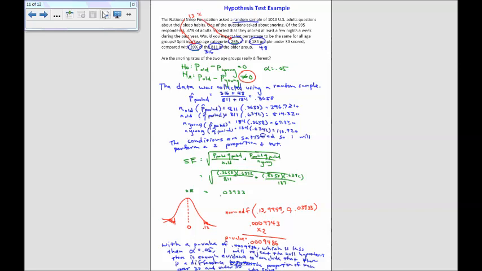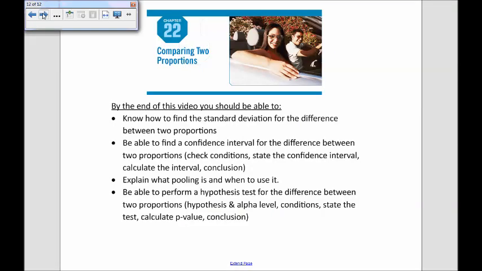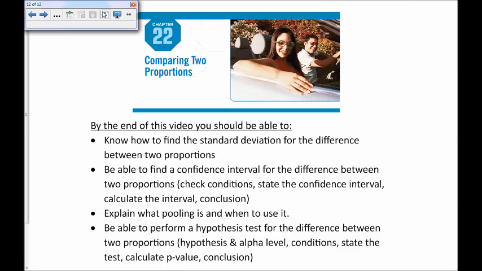Okay, and that is the hypothesis test. I first stated my hypothesis and alpha level. I checked my conditions. I stated what test I'm going to do. I found my p-value, and then I gave a conclusion in context. Now again, like a confidence interval, this part can be done on the calculator to find the actual p-value, but we'll do that in class when you have a calculator in front of you. There is a 2-prop z test function on your calculator that you can use. Okay, this video was about comparing two proportions. You should now be much more familiar with finding confidence intervals and performing hypothesis tests for the difference between two proportions. Thank you so much for watching.